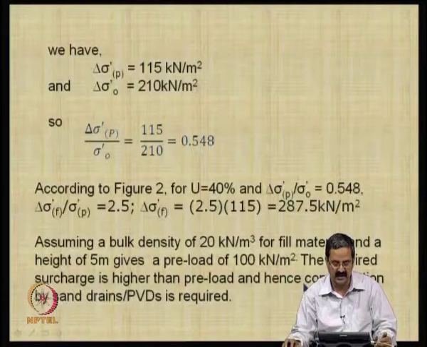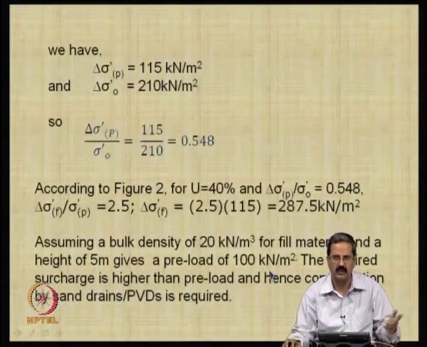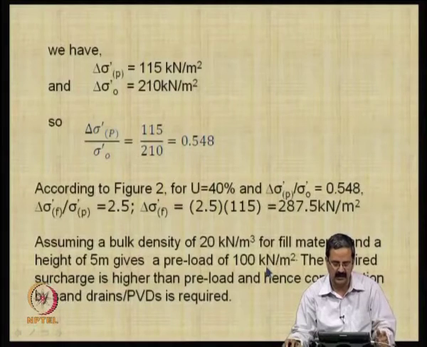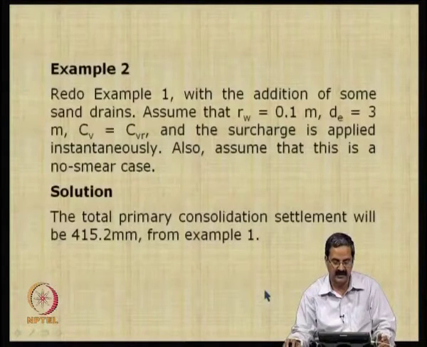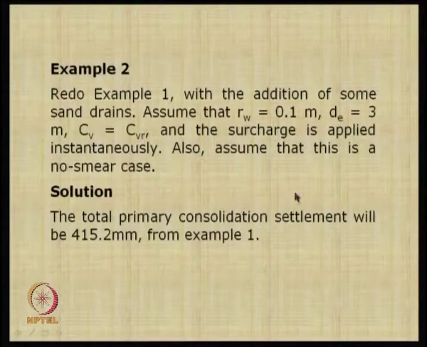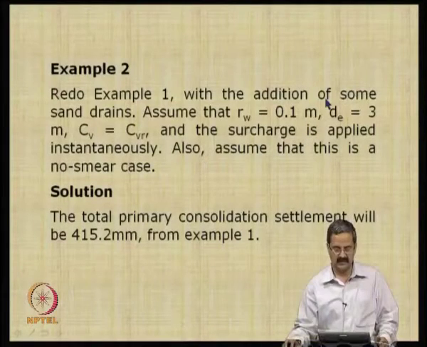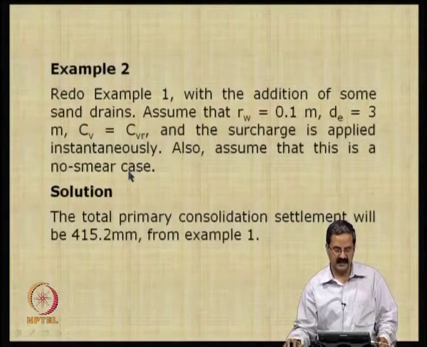So, what we do is that you better try to reduce this required number. Sometimes maybe 10 to 20, it is very difficult. So, your objective is to reduce this preload, and that is best achieved by using sand drains or PVDs, we will see. And say for example, I try to redo the example with sand drains.